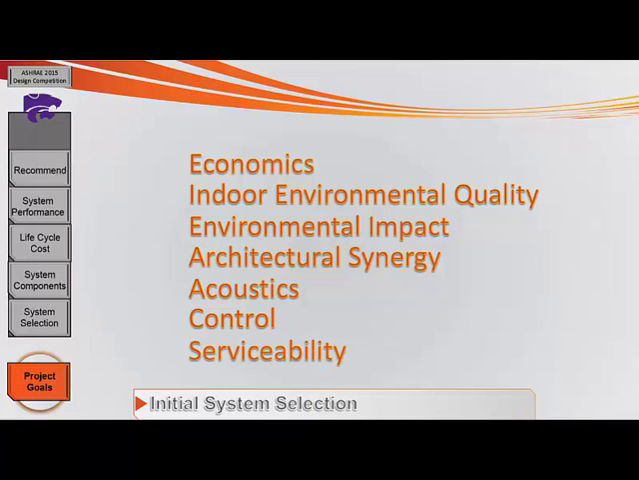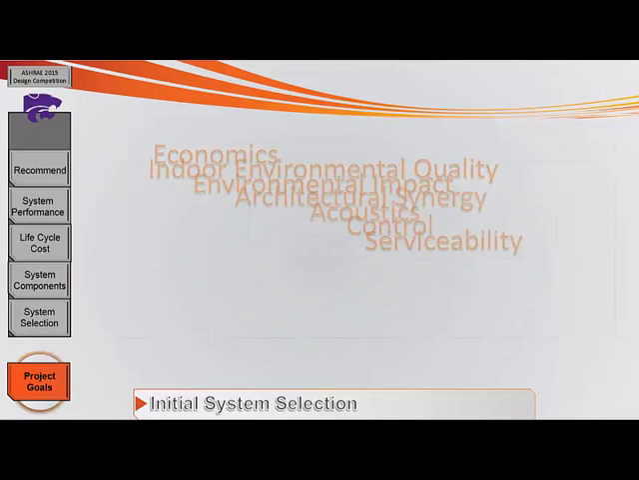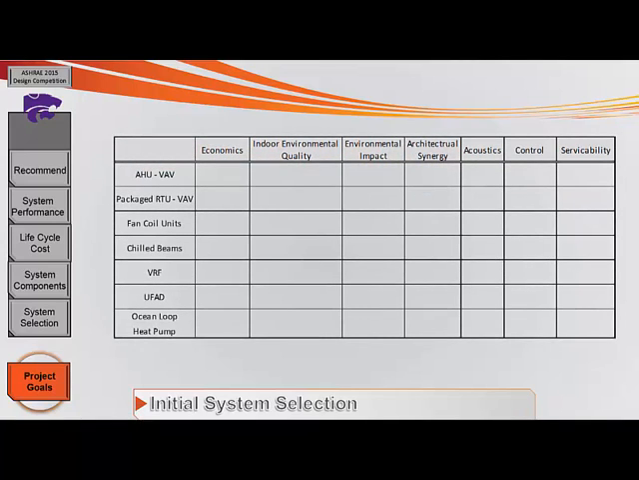Using these goals, the team was able to develop an initial performance matrix to help select the 3 different systems to be analyzed for this building. Air handling units with VAV boxes, packaged rooftop units with VAV boxes, fan coil units, chilled beams, VRF, underfloor air distribution, and ocean loop heat pumps are the 7 systems that were included in the initial performance matrix.